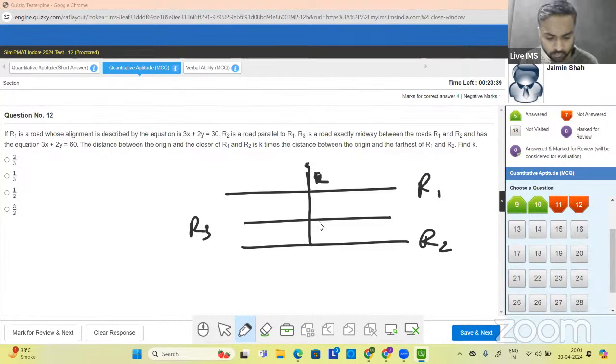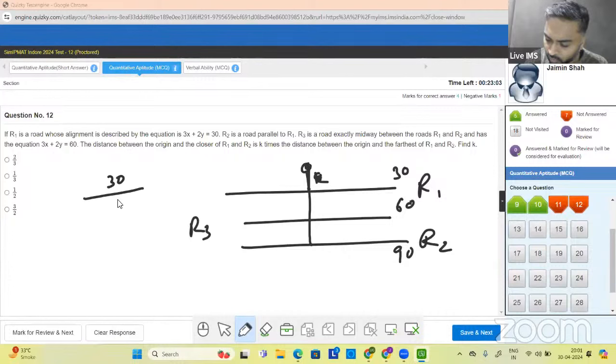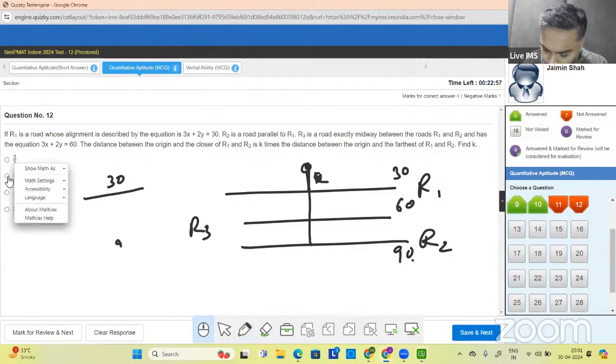Both lines are parallel, so basically if this is 30, this is 60, so this should be 90, right? So the distance of this line from the origin will be 30 upon under root of 3 square plus 2 square, and this will be 90 upon the same, so k is 1 by 3. 1 by 3. Okay.